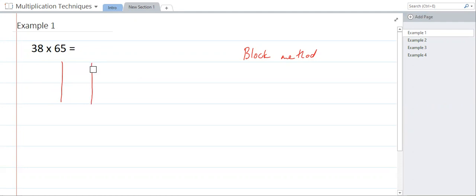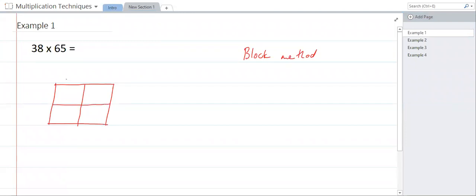So let me create the two rows and two columns. We can write down 38 times 65 there. Now, we need to create these diagonal lines as well.